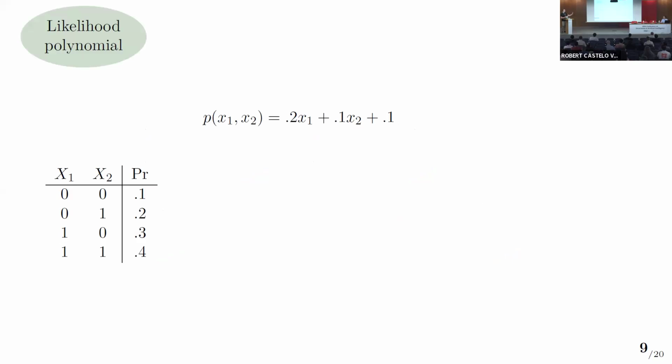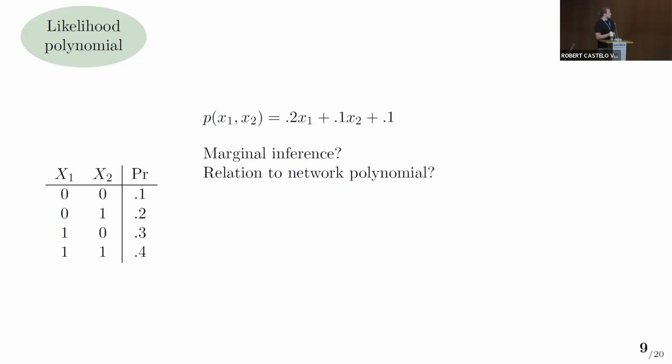So what is this? It's just the unique multilinear polynomial that as a function of its inputs computes the probability of the world. So just, you can check the 0, 0 world. You'll pick up just the constant term 0.1, which is the probability of that world. And so this doesn't have all the special structure that the network polynomial had. We no longer have the extra negative indeterminates. But actually, it turns out, well, okay. Do we have marginal inference? So this actually wasn't known for this semantics. It was known for the others, but this was an open question for this semantics. And then we want to know its relation to the network polynomial.